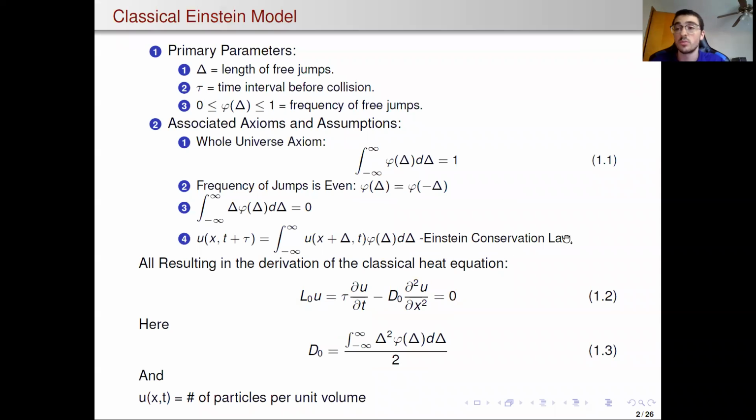So to begin, our project was based on the classical Einstein model of Brownian motion for diffusion, where Einstein used the primary parameters of delta, tau, and phi delta, as defined here, and he used the whole universe axiom and the assumptions of the frequency of jumps being even, the expectation of jumps being 0 as in number 3, and then the Einstein conservation law, all to derive the classical heat equation without the previous methods of anyone. And here in our project, u(x,t) is going to be our solution, which represents the number of particles per unit volume.